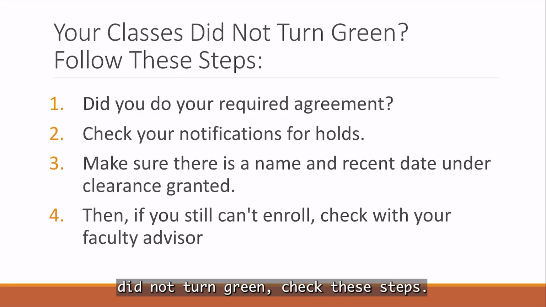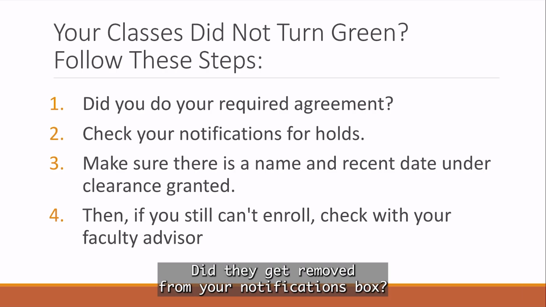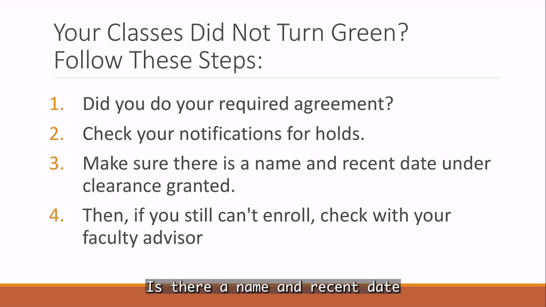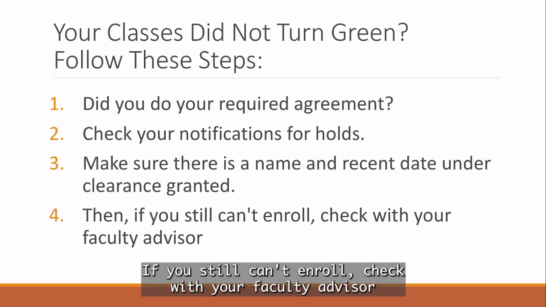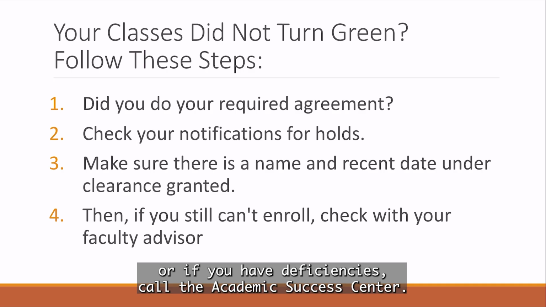If they still did not turn green, check these steps. Did you accept your required agreements? Did you check your notifications for holds? Did they get removed from your notifications box? Is there a name and recent date under clearance granted at the top of the planning window? If you still can't enroll, check with your faculty advisor, or if you have deficiencies, call the Academic Success Center.